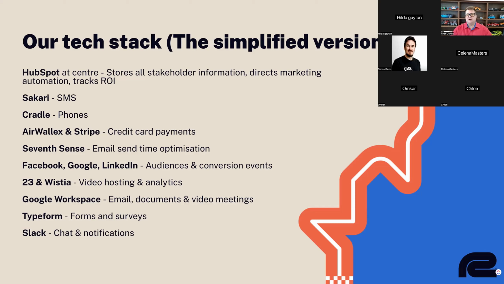We use Sakari generally as an SMS tool. HubSpot doesn't have its own SMS tool. So if we want to be able to send an SMS to a prospect, that's what we use.